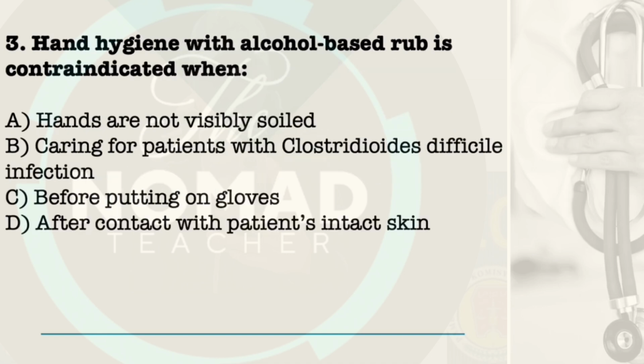3. Hand hygiene with alcohol-based rub is contraindicated when A. Hands are not visibly soiled. B. Caring for patients with Clostridioides difficile infection. C. Before putting on gloves. D. After contact with patient's intact skin.